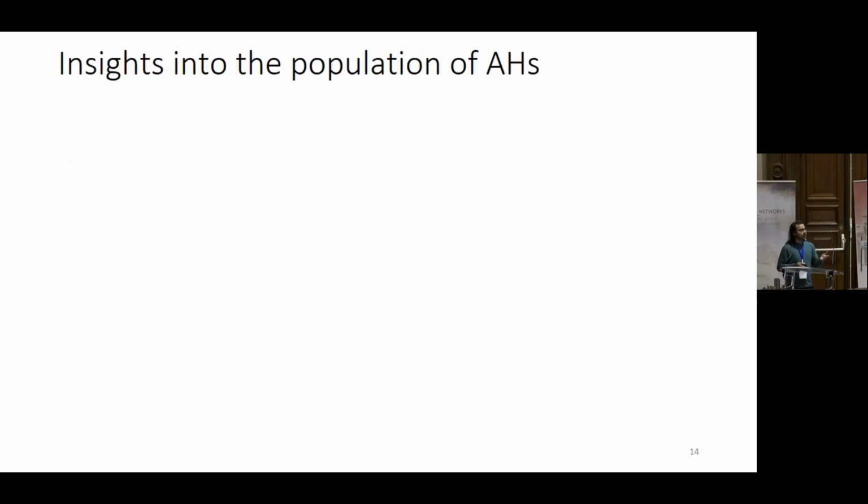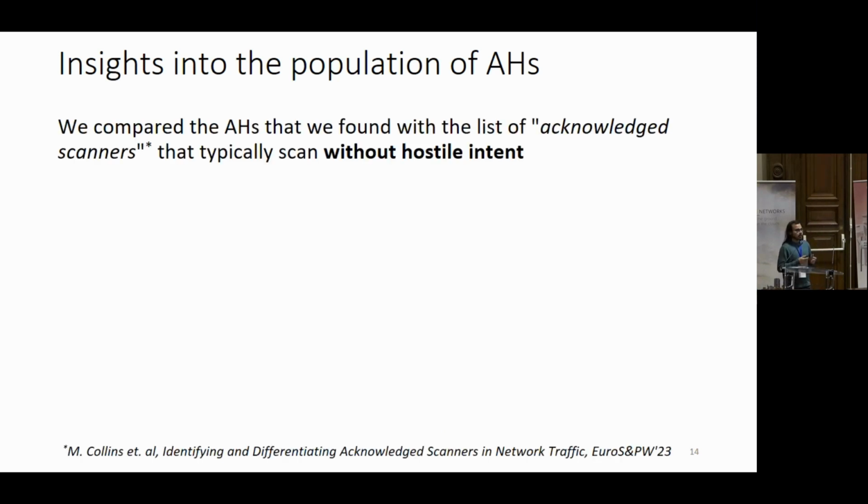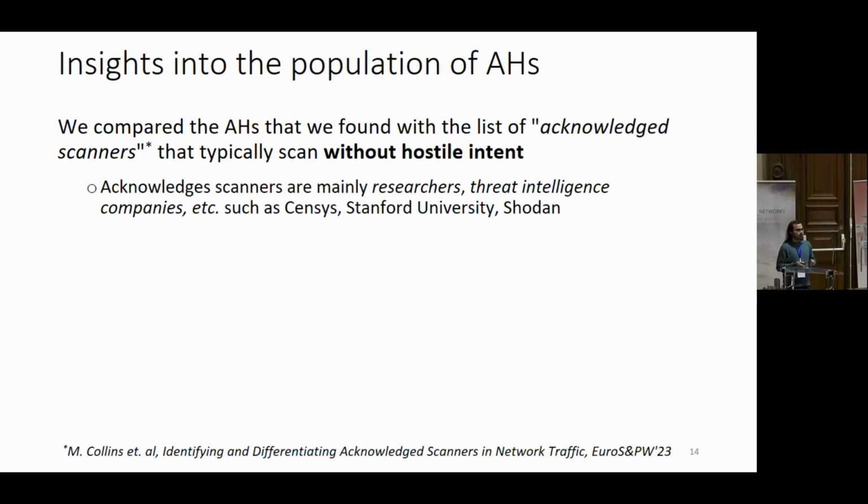Now, we further wanted to look into the subpopulation of aggressive hitters, and in order to do that, we compared our list of aggressive hitters with the list of acknowledged scanners, which are essentially scanners that scan without any hostile intent. This list of acknowledged scanners was made available by Michael Collins et al. in their paper Identifying and Differentiating Acknowledged Scanners in Network Traffic. So these acknowledged scanners are mainly researchers and threat intelligence companies such as Census, Stanford University, Shodan.